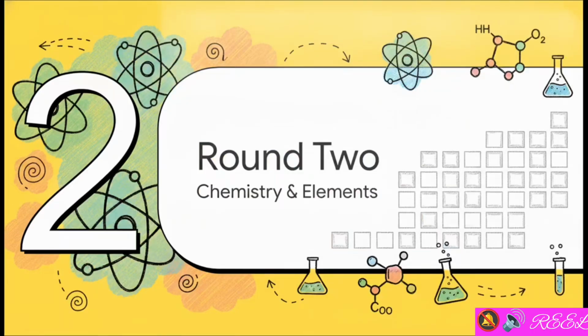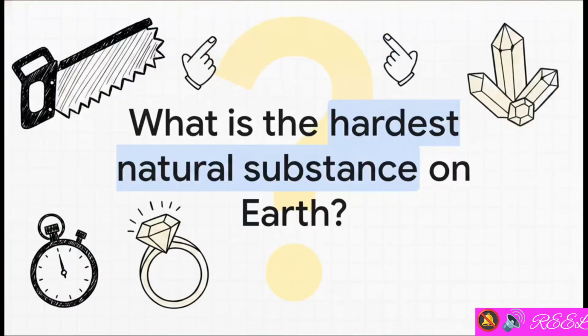Let's move on and see how this builds. Round 2, Chemical Reactions and Elements. Question 4 is a true multiple choice classic. What is the hardest natural substance on Earth?